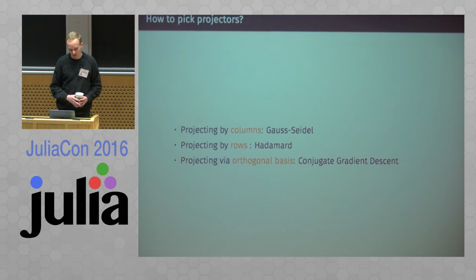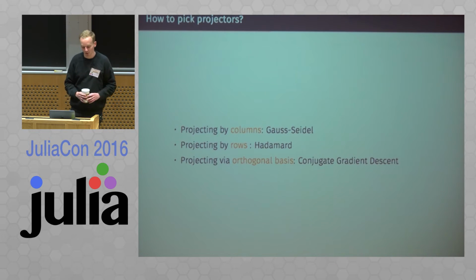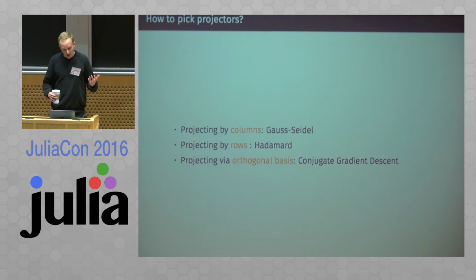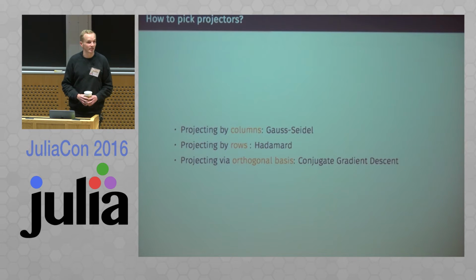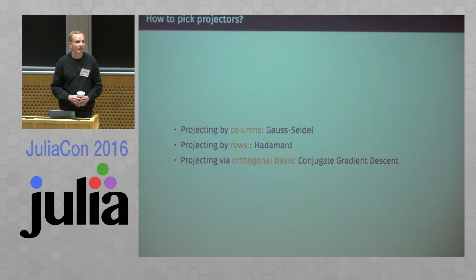We can project by rows. This is the usual Kaczmarz method. You can also use rows randomly: you take a random row, take the residual with respect to this row, and then iterate on the rows. But the best way, at least when I tried, is to use something like conjugate gradient descent. The idea is that the projectors are a little bit more complicated. They are not columns and rows, but they are chosen efficiently. And so you actually converge after a few steps.